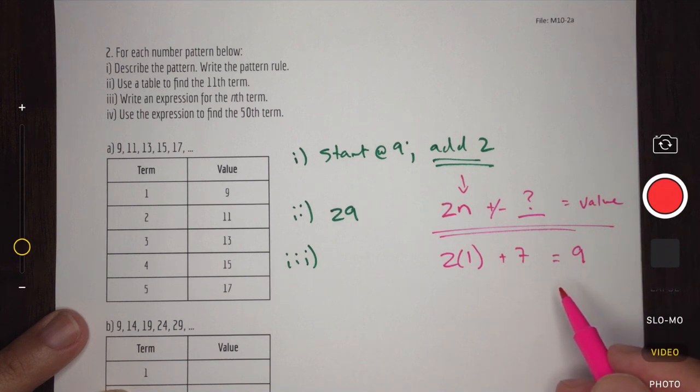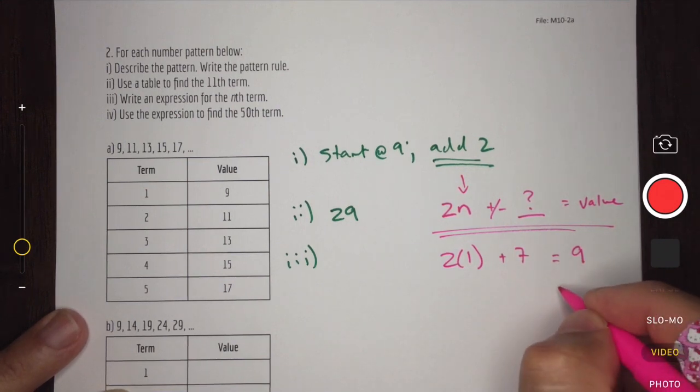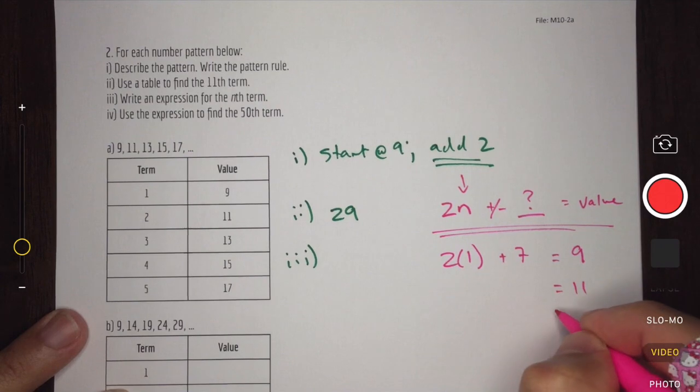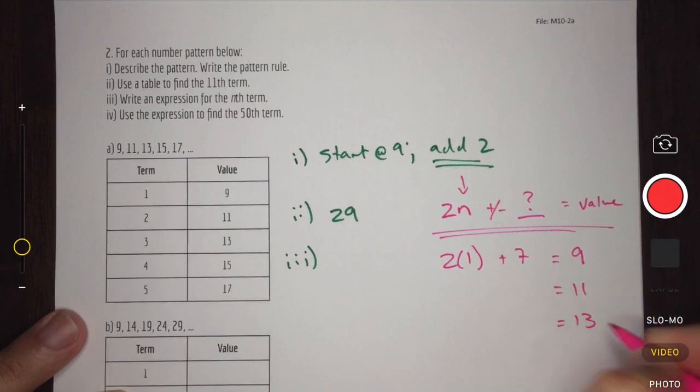Now, the one thing I will caution you about is we don't want to just let this work for only the very first term. We do want to try it with a couple. General rule is to try it with the first 3 terms, and if your values equal out, then that is good. So we know that for term 2, our value is 11. For term 3, our value is 13.